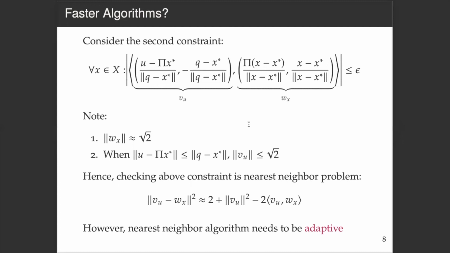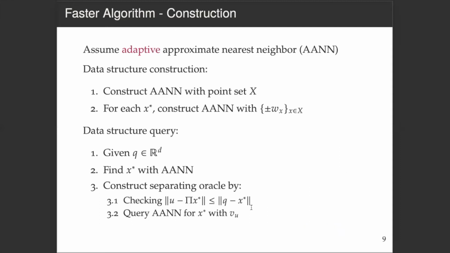neighbor search algorithm. One thing to note is that this nearest neighbor algorithm needs to be adaptive because the precise query that it's going to get could be chosen with complete knowledge of how the data structure itself is constructed. The construction of these adaptive approximate nearest neighbor data structures follows largely from prior work, so I won't dwell on them here. But assuming that these data structures exist, this is how we build our data structure for constructing terminal embeddings. In the instantiation phase, we construct an approximate nearest neighbor data structure with the point set capital X.